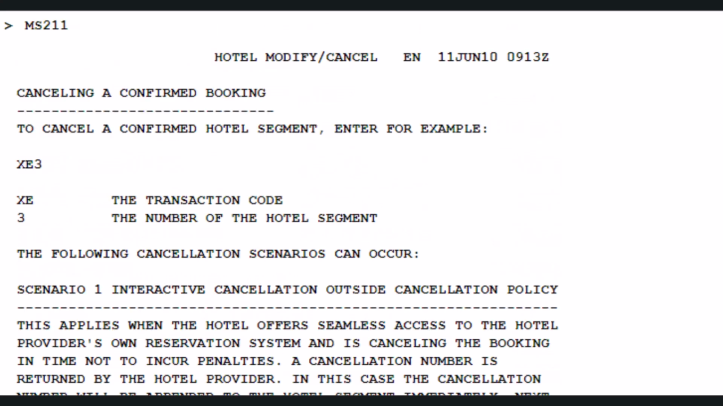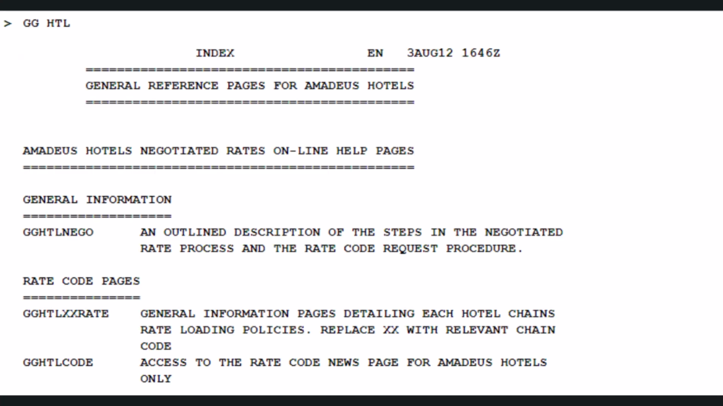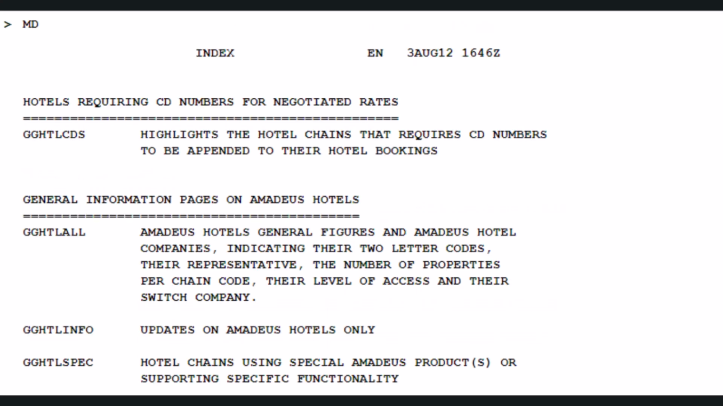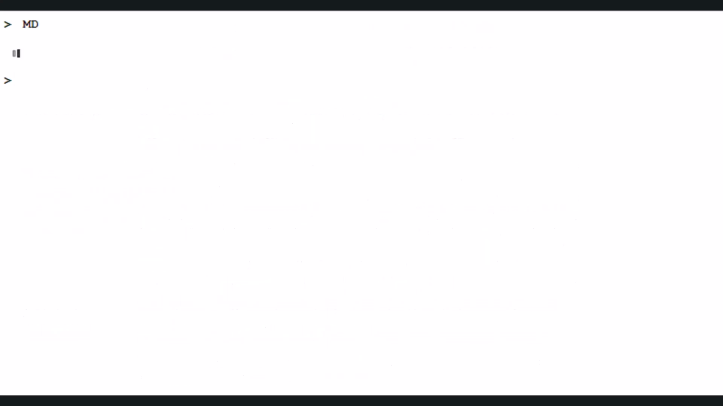To access hotel information pages, use the GG transaction for Go and Get Information, followed by HTL, Identify Hotel, then press enter. Here is the index of hotel information pages. We will explore some of them later in this tutorial.